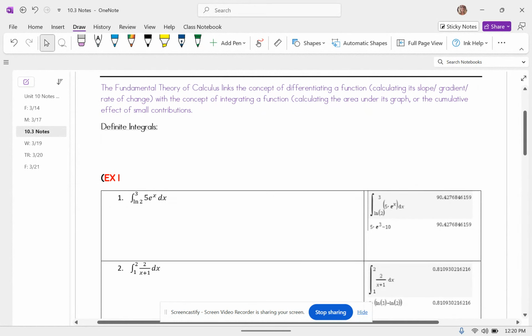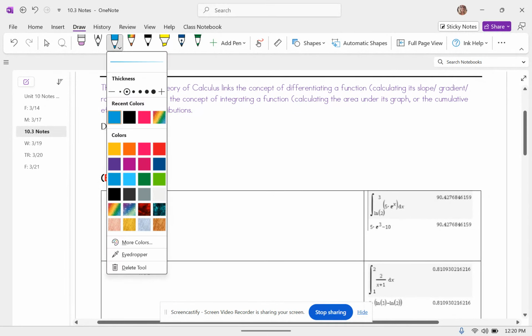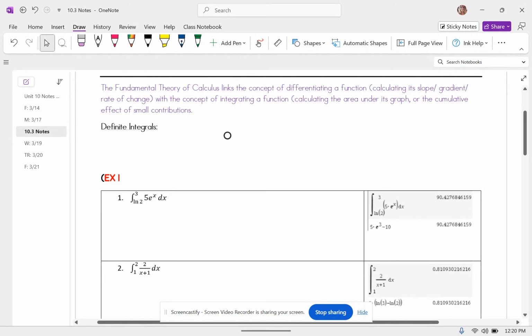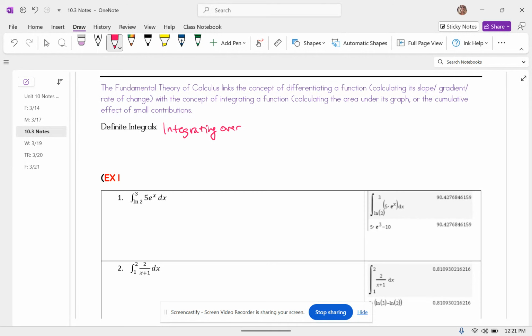Here we go. So, when we take a definite integral, we are integrating over a set of bounds. Okay. So let's talk about what an indefinite integral looks like.